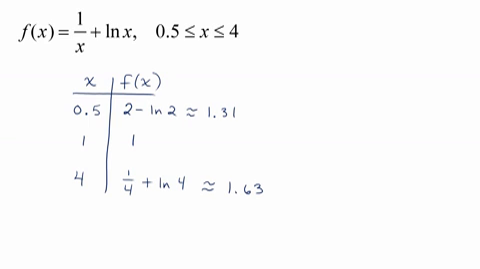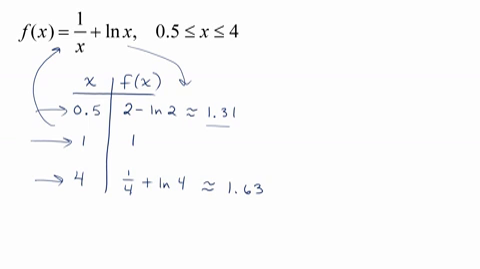So here I've set up a table of values. We have the two endpoints of our interval, 0.5 and positive 4, and we have the critical value, x equals 1. We substitute those values back into the function to get these corresponding range values. When x is 0.5, we get 2 minus natural log 2, which is about 1.31. When x is 1, f of x is 1. And when x is 4, f of x is 1/4 plus natural log 4, which is about 1.63.